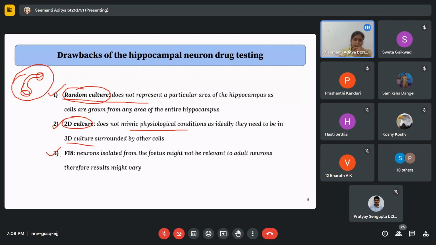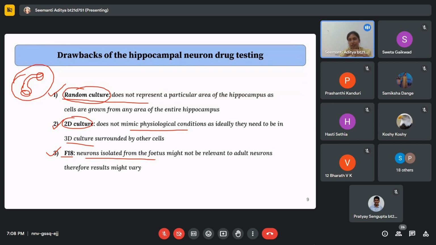Another drawback is F18, the fetus of 18 days. The hippocampal neurons are derived from a fetus of 18 days, but these neurons isolated from a fetus might not be relevant to adult neurons, so the results might vary. Human isolation and testing of neurons from adults is again a challenging task.